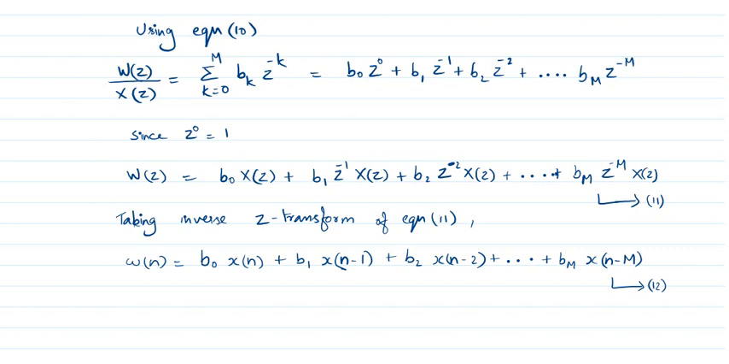So we get the inverse z-transform of equation 11, that is the output of the first stage, w(n) equal to b0 x(n) plus b1 x(n minus 1) plus b2 x(n minus 2). So this is the equation where b0, b1, b2 etc. b_M are the coefficients.